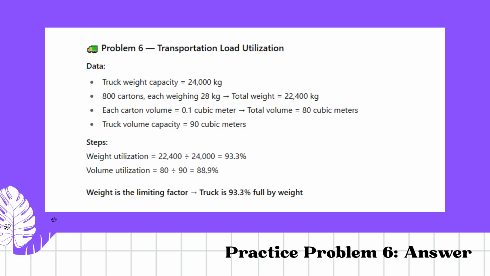Explanation. Problem 6. To figure this out, we'll check both the total weight and total volume of the load. 800 cartons at 28 kilograms each weigh about 22,400 kilograms. That's 93% of the truck's weight capacity. The total volume is 80 cubic meters, or about 89% of the truck's cube capacity. Because the weight limit is closer to full, weight becomes the limiting factor. In other words, the truck is filled by weight before it runs out of space.